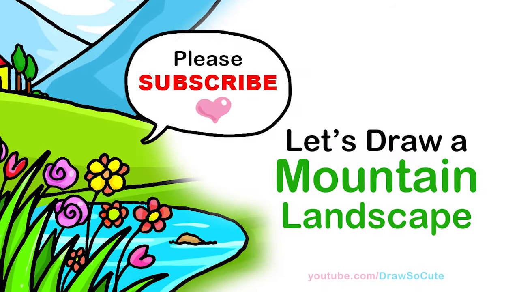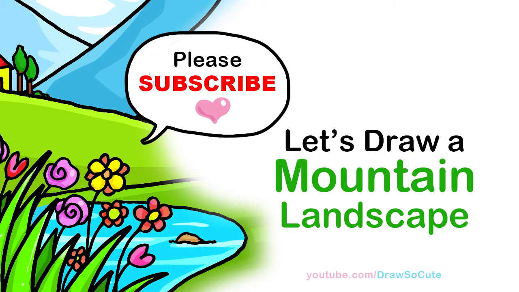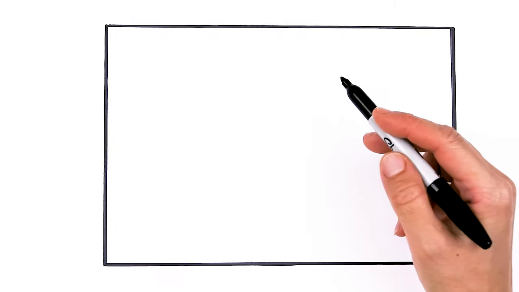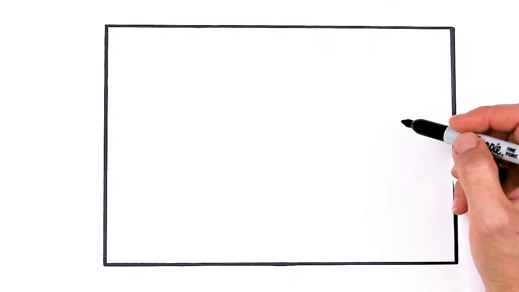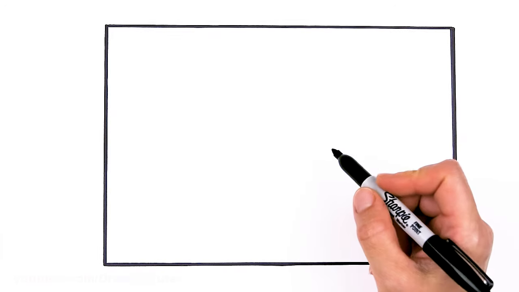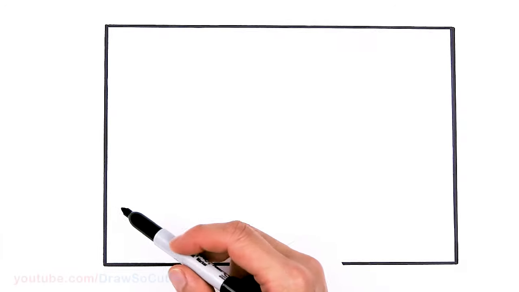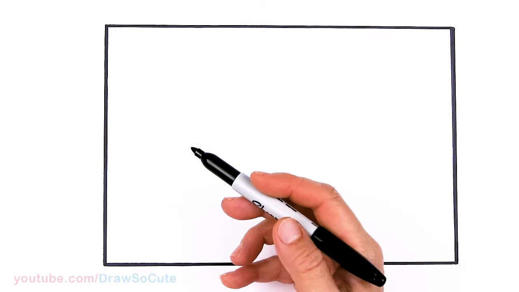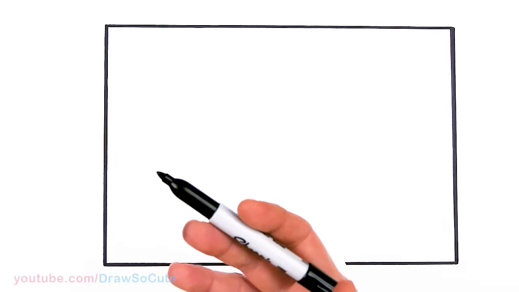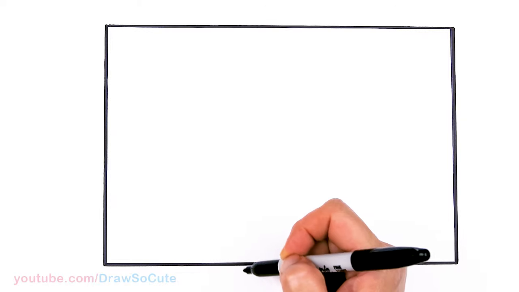Today we're going to draw a mountain landscape, so let's get started. To draw this beautiful scenery, just give yourself a rectangular border to start, and then once you have that in, let's go ahead and start on this corner, and we're going to be drawing what is most in the foreground, so it's just going to be a clump of flowers right here.